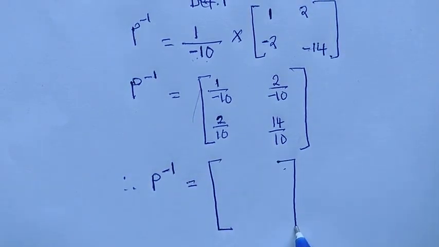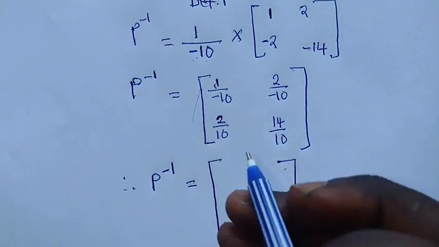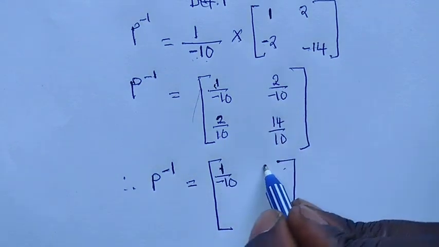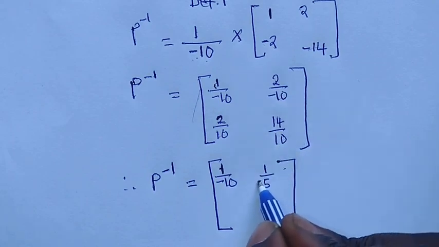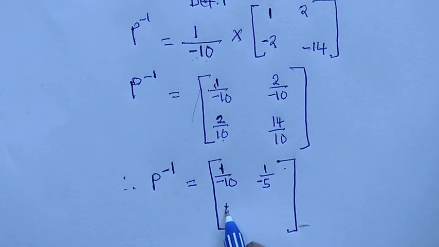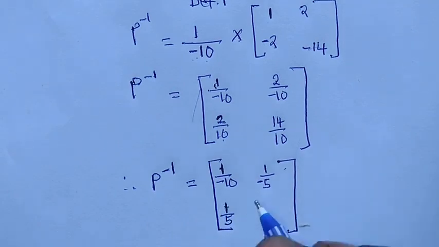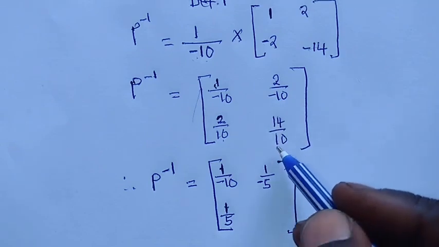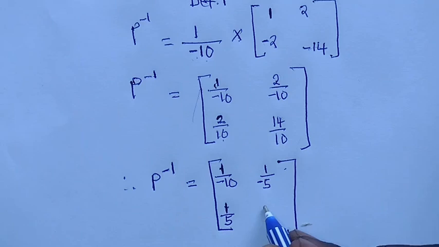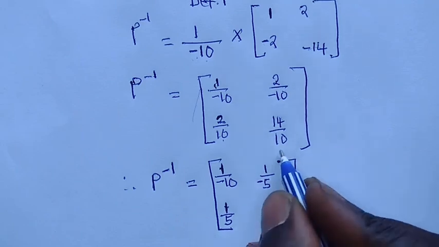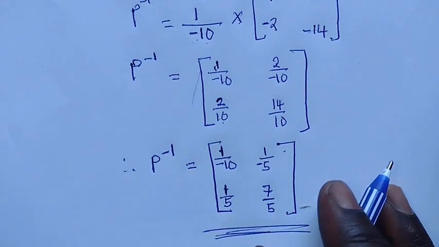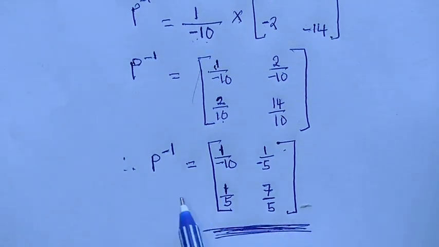In our final answer we are just going to simplify. This will be 1 over negative 10, the way it is. 2 into 10 is a 5, so this will be 1 over negative 5. 2 into 10 is a 5, so it will be 1 over 5. For this one, 14 and 10, the highest common factor is 2. 2 into 14 is 7 times, and 2 into 10 is a 5. So this will be our answer. This will be the inverse of matrix P.